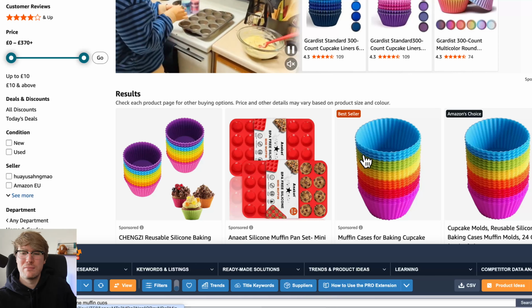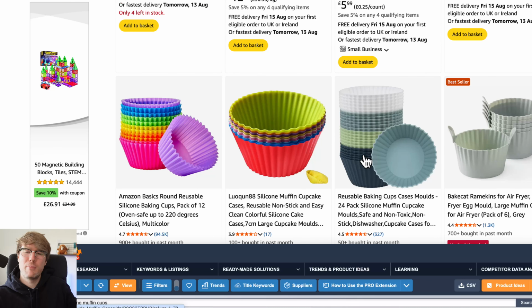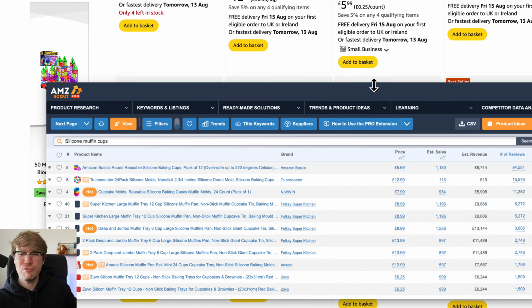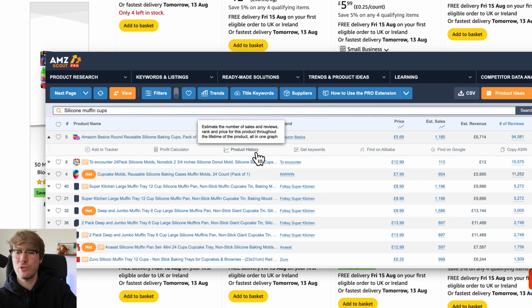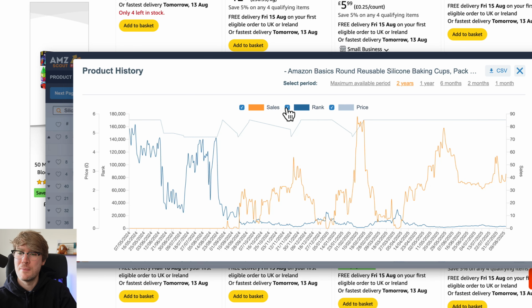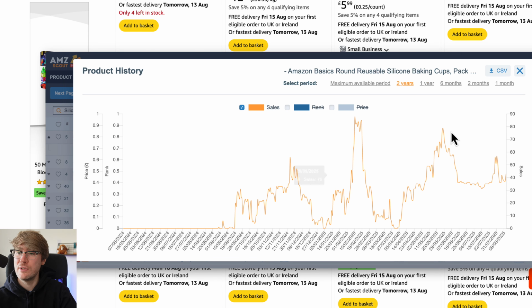Is it seasonal? Well, I can't really see any type of year when muffins are more likely to be popular. It's not really a Christmas thing, I wouldn't say necessarily, but we can look at the data to back this up. So if we look at product history over a period of 2 years, are there some peaks? I mean, yeah. This is February, so there's a big peak in February.